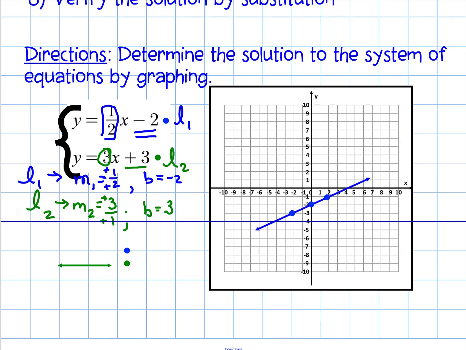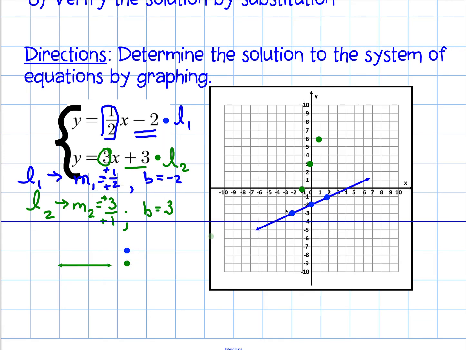So I'm going to go ahead again and graph my y-intercept, and then I'm going to use rise and run. So this time I'm going to go up 3, 1, 2, 3 over 1. And next I'm going to go down 3, 1, 2, 3 over 1.